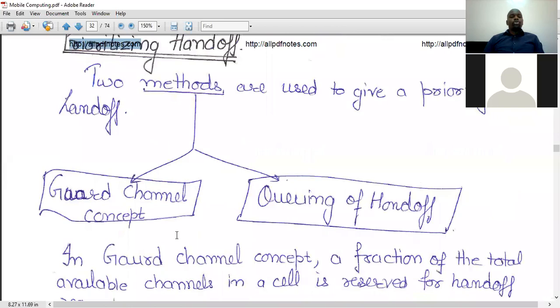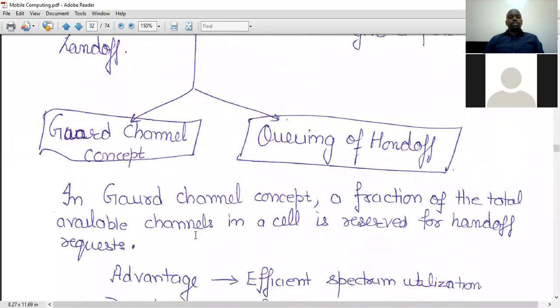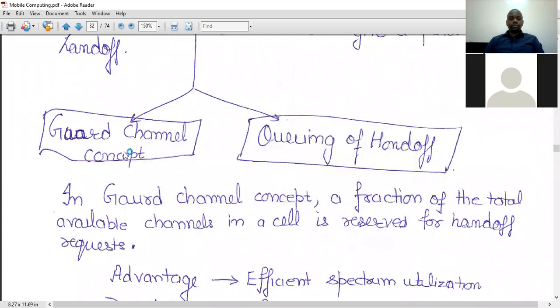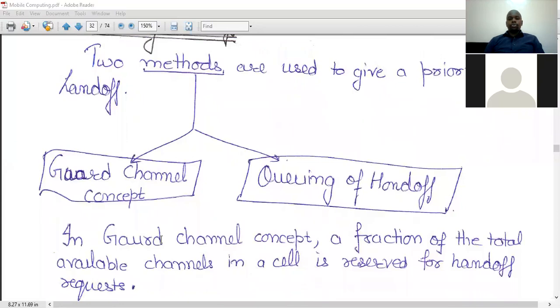Okay, so how do we give each device priority? So I want you to read about prioritizing handoff, where there are two methods that are used to prioritize handoff when there are different cells requiring handoff at the same time. There is guard channel handoff and queuing. Guard channel and queuing. So I want you to read those two particular ways of prioritizing handoff: guard channel and queuing.